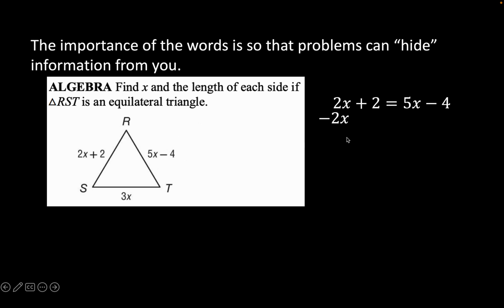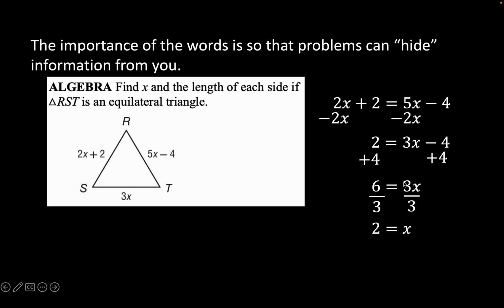Now, what was the purpose of our bell ringer? Because that is a problem that you're going to see on your quizzes and tests. Move that 2x because it's smaller by subtracting it from both sides. Bring down your 2 equals 3x minus 4. We now want to move this 4 by adding it to both sides, getting 6 equals 3x. We then want to divide both sides by 3, getting the answer of 2.